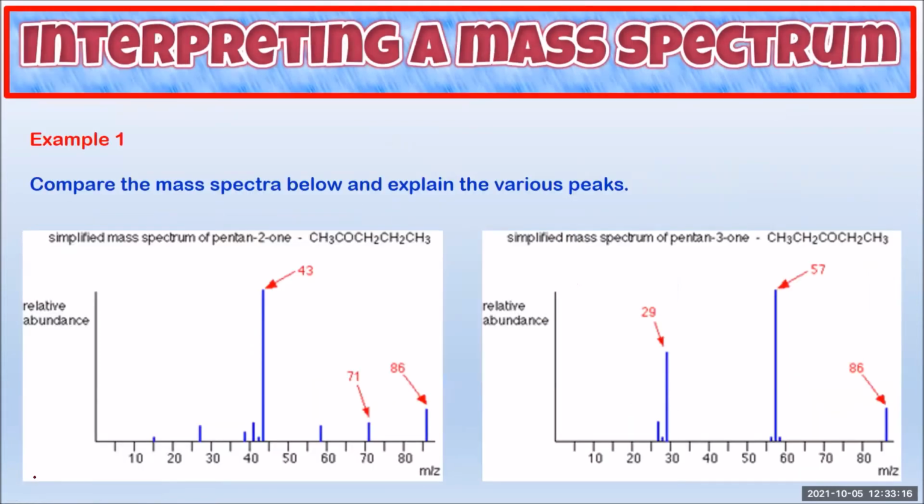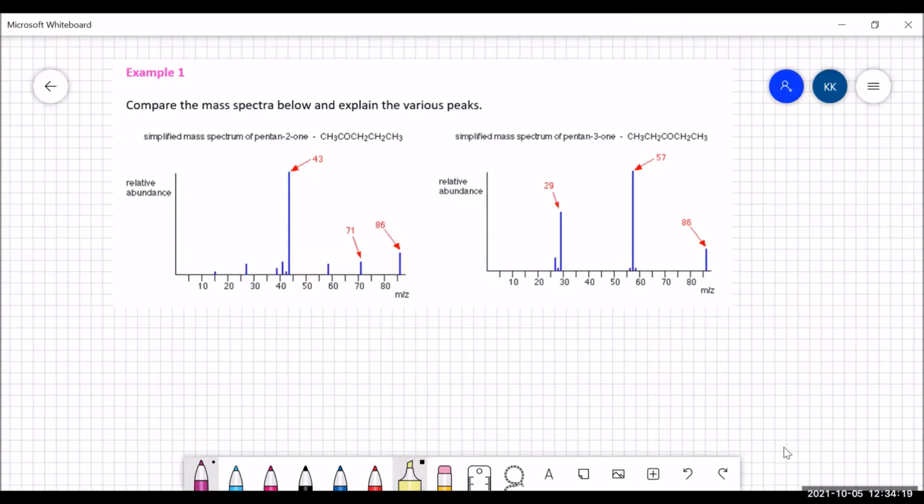Let's learn to identify some of the main features in the mass spectrum. Here we have two mass spectra, pentane-2-one and pentane-3-one, and we're going to learn to identify each of the peaks that we see from the fragmentation and also the molecular ion peak. Compare the mass spectra below and explain the various peaks. The mass spectrum is being used here to distinguish between two isomers of pentanone, C5H10O. We have pentane-2-one and pentane-3-one.